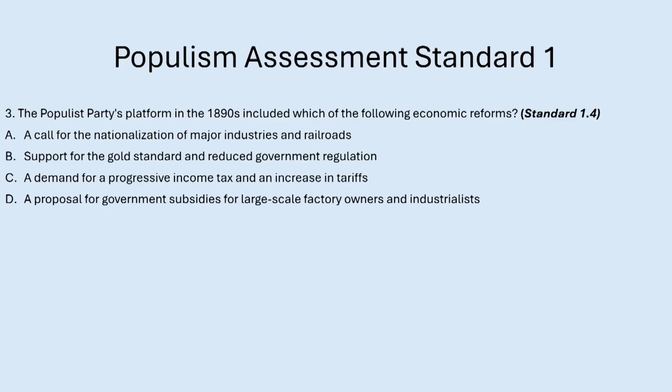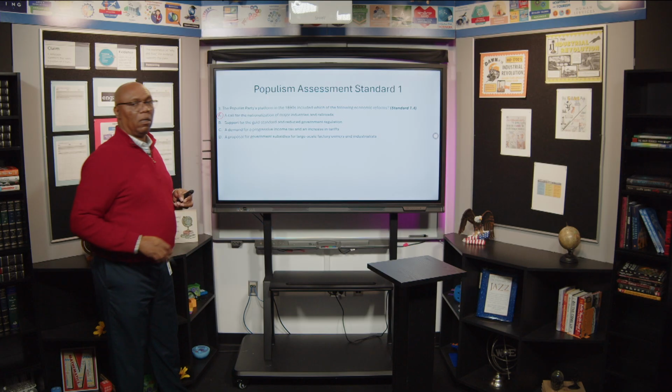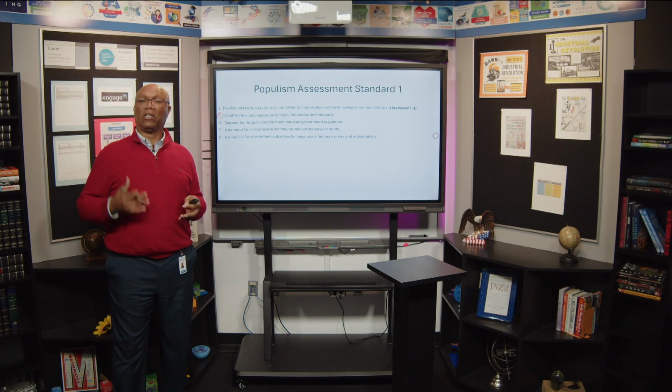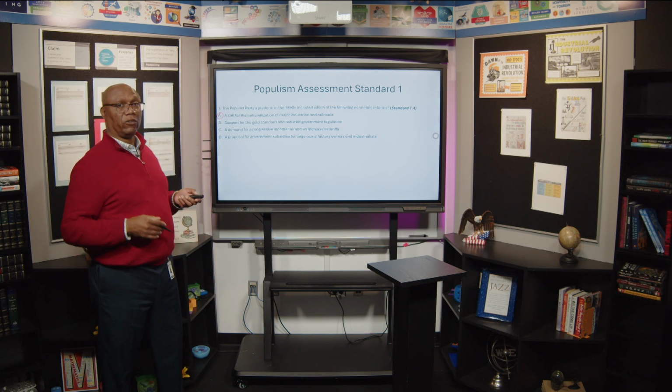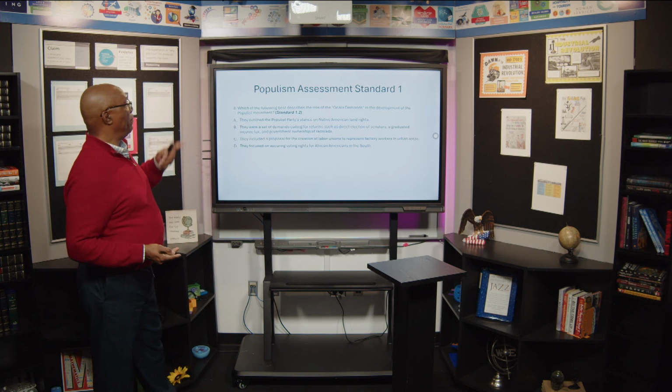Populism Assessment Standard 1. The Populist Party platform in the 1890s included which of the following economic reforms? A call for nationalization of major industries and railroads. Support for the gold standard? Nope, they didn't want gold, they wanted silver. A demand for progressive income tax and an increase in tariffs. A proposal for government subsidies for large-scale factory owners and industrialists. The one thing is they call for a nationalization of major industries and the railroads, and that would be it. They wanted these big businesses, of course, especially the railroads, to be nationalized, or the government takes control of them.